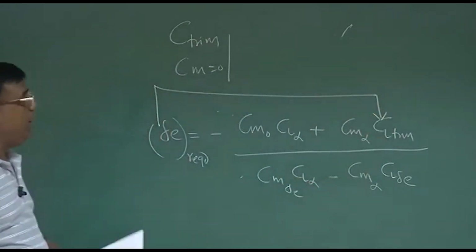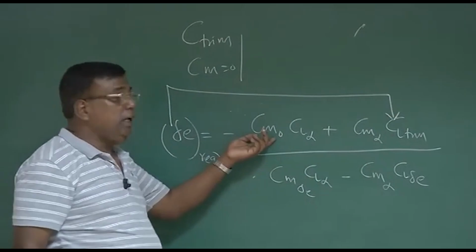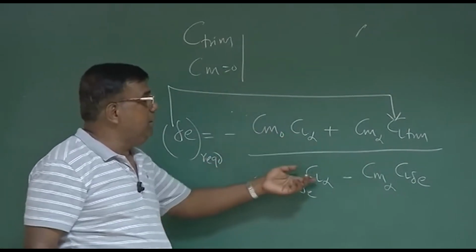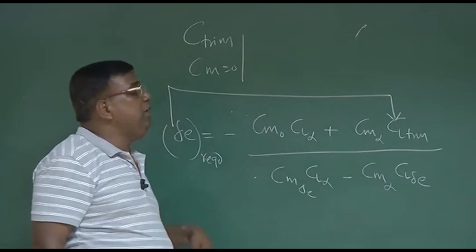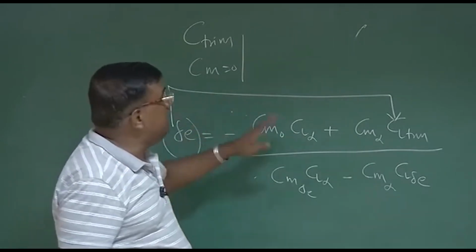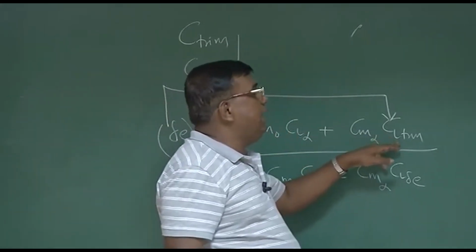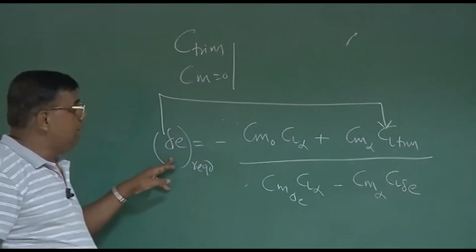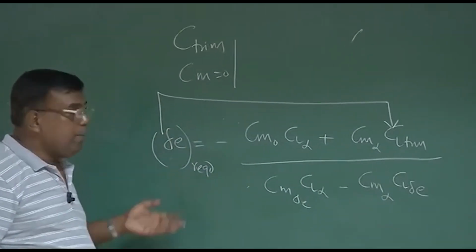What is the information required? I need to know Cm naught of the airplane, I need to know CL alpha of the airplane, Cm delta E of the airplane, and CL delta E of the airplane. If I know, then immediately this expression will tell me, if I want to fly at CL trim 0.6, what is the delta E required? Correct? That is our aim.